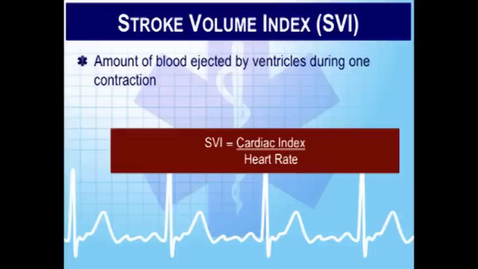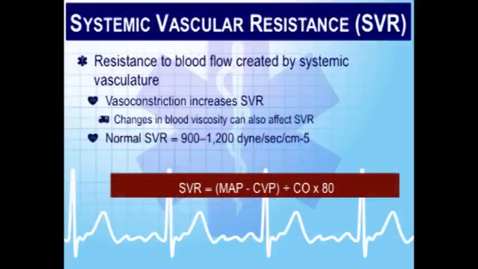Just for your information, I don't think that you need to necessarily know how to do this, but to calculate an SVR, you need the following information. You need to know the patient's mean arterial pressure. You need to know what their cardiac output is, not their index, but their output. And you need to know what their central venous pressure is. And it's this mathematical formula. This 80 is a constant, a mathematical constant, so it never changes. For every patient, it's always 80.